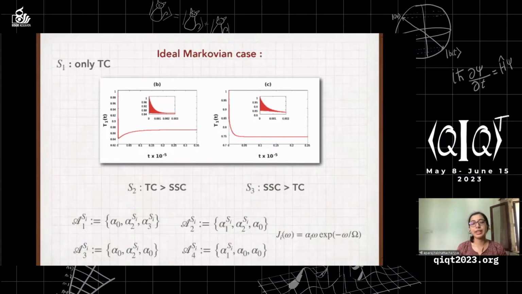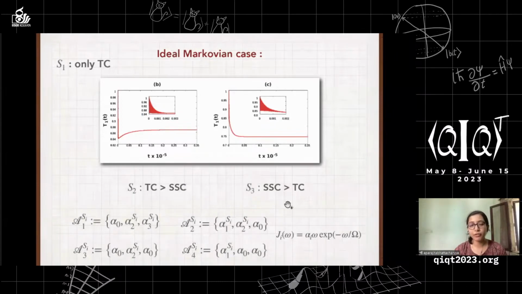That is, in the ideal Markovian case, when all the 3 qubits are connected to 3 Markovian paths. Under this scenario, we see that there are 3 situations which we name S1, S2, and S3. S1 is the case when there is only transient cooling and no steady state cooling. S2 is the case where there is both transient cooling and steady state cooling, but transient cooling is better than steady state cooling. And S3 is the case where the steady state cooling is better than transient cooling.